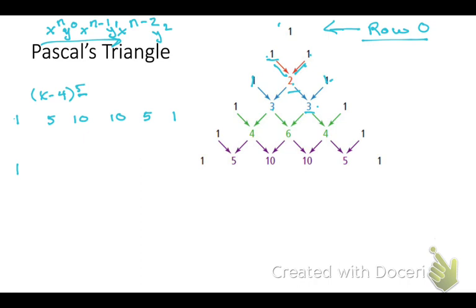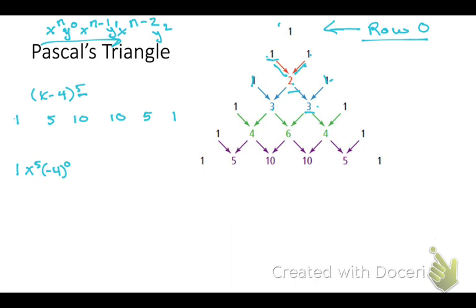So you say 1 times x to the... not first, x to the what? What number are we on? 5, right? Fifth. So x to the 5th, negative 4 to the 0. So x is going to go what? The powers are going to go down. Negative 4, the powers are going to go up.